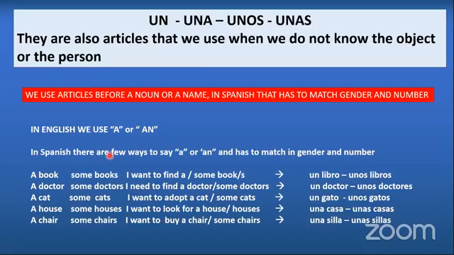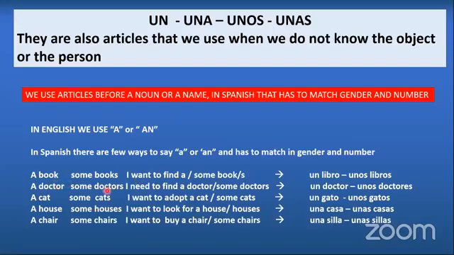Let's see some examples here. A book, some books. I want to find a book. I want to find some books. I want to find un libro. I want to find unos libros. I don't know yet which books, but I want to find some of them. Un is just for one, and unos is going to be for some, a few of them.